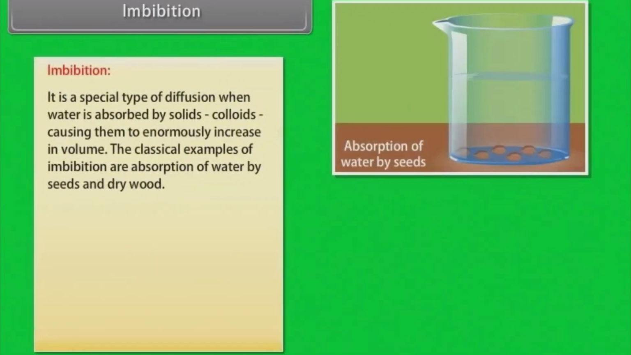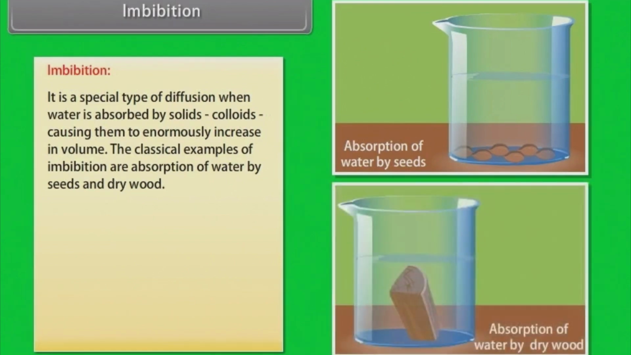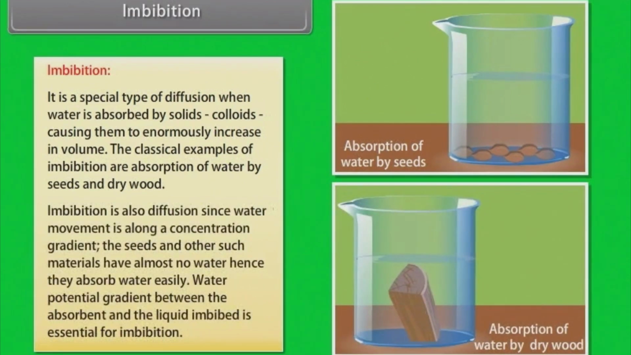Imbibition. Imbibition is a special type of diffusion when water is absorbed by solids, colloids, causing them to enormously increase in volume. The classical examples of imbibition are absorption of water by seeds and dry wood. Imbibition is also diffusion since water movement is along a concentration gradient.